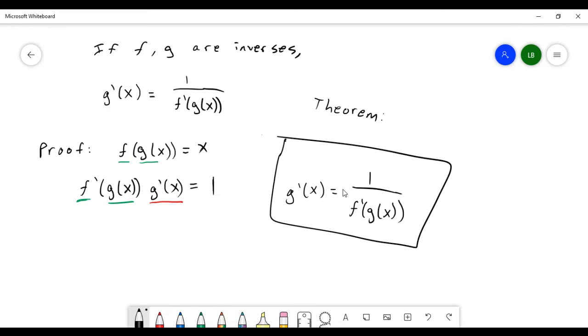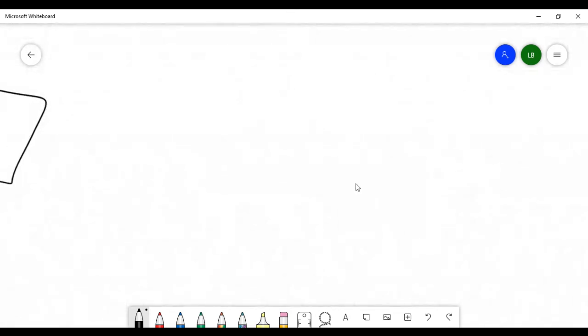You might see this pop up in problems occasionally. I don't have an example for this one, but you should know this theorem. Okay, I guess we'll move on to other practice problems. Let's see.